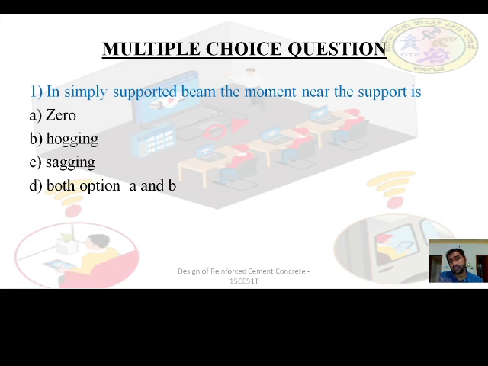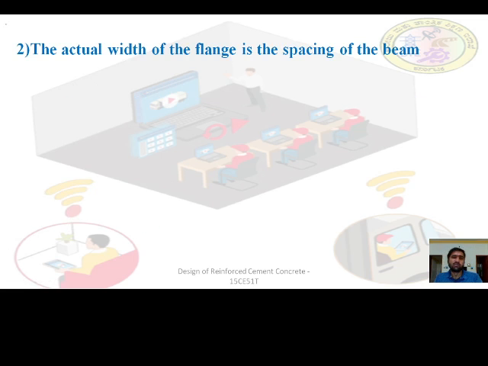Actually, near the support, you have to see. If they are given only the simply supported beam, the bending moment is like that, so you can write it as sagging. But near the support, it is 0. Near the support, the value of the moment is 0. So the answer is 0. Okay, we'll move to the next question.